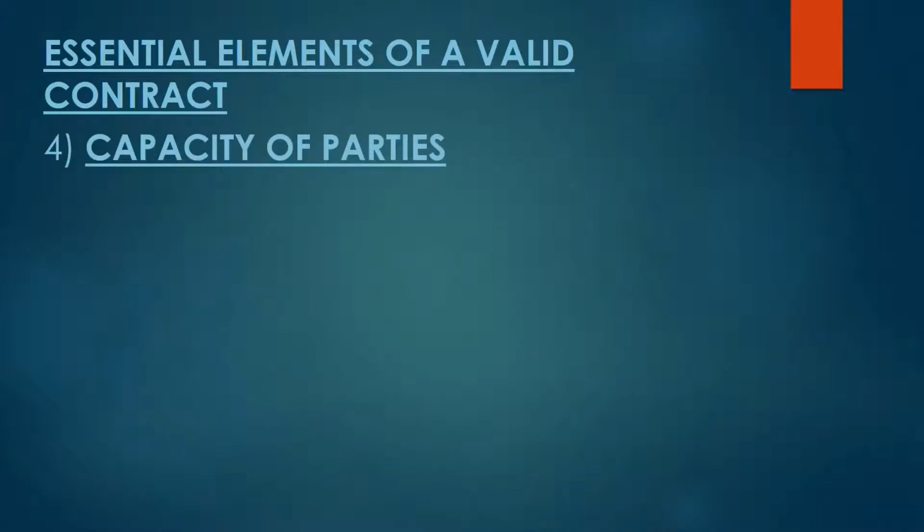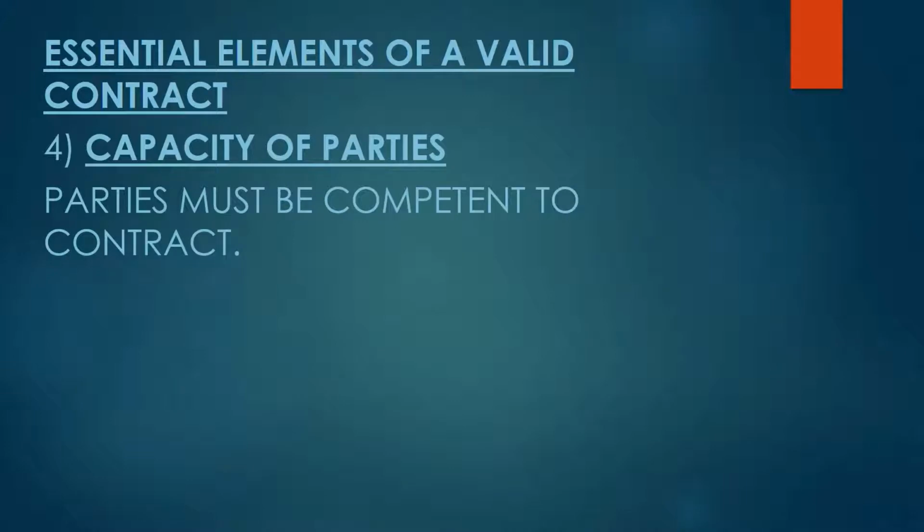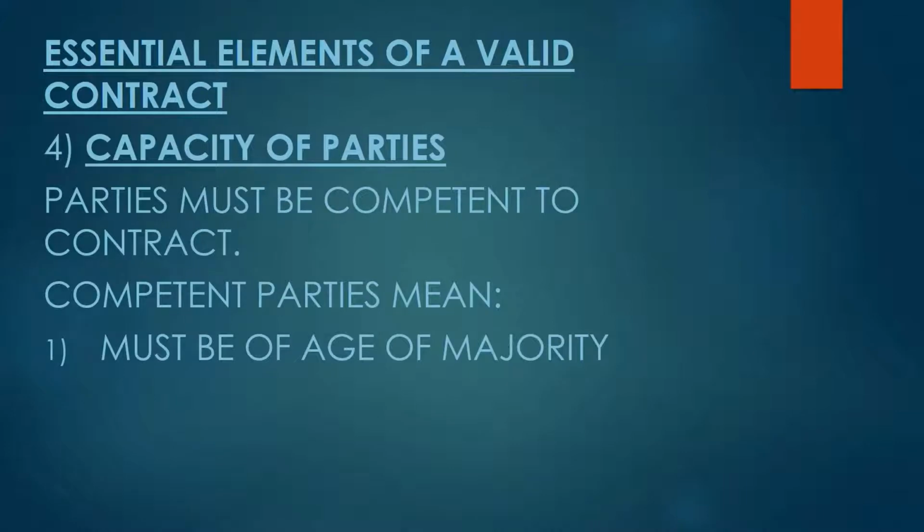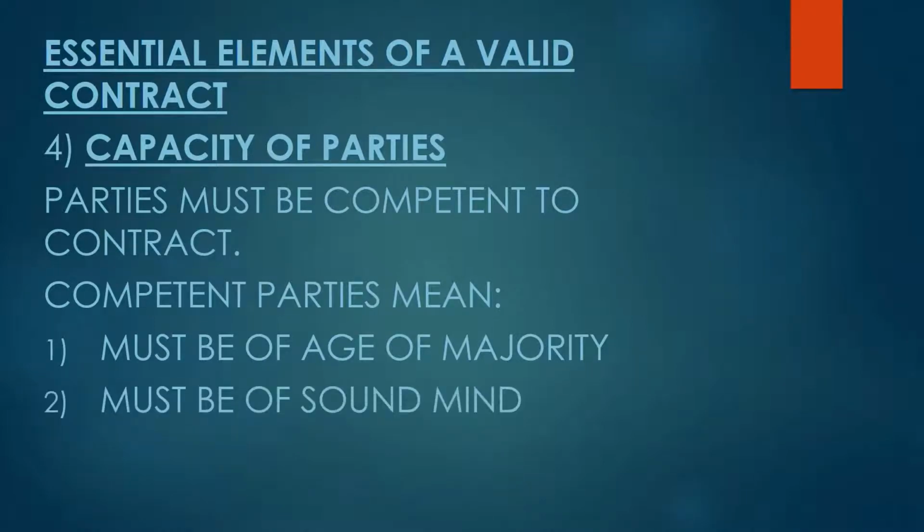Okay, fourth, capacity of parties. To form a valid contract, the parties to the contract must be competent to make a contract. Now, competent parties means they must be of the age of majority. That means the parties must be 18 plus years as per Indian law. You cannot contract with a minor. You cannot contract with a child, right? The parties must be of sound mind. Sound mind means they should not be mad. They should be capable of thinking in a reasonable manner. They should not be drunk at the time they are making the contract. They should not be out of their senses when they make the contract, right?